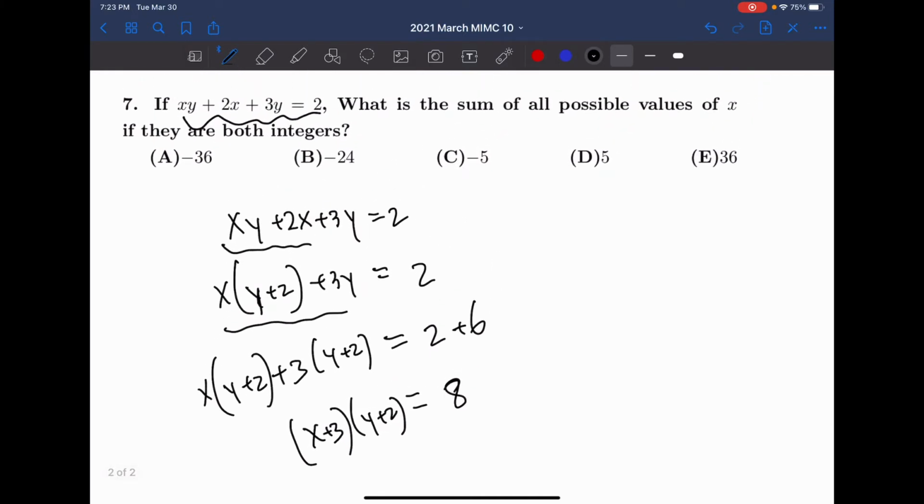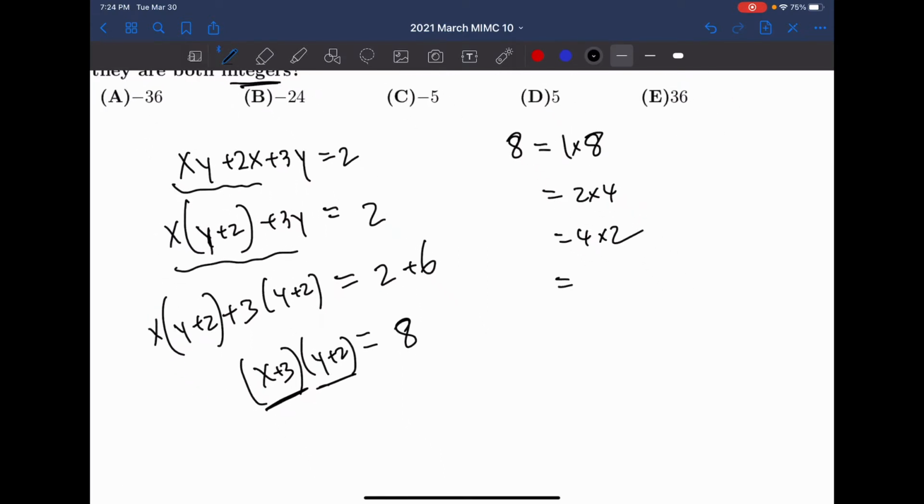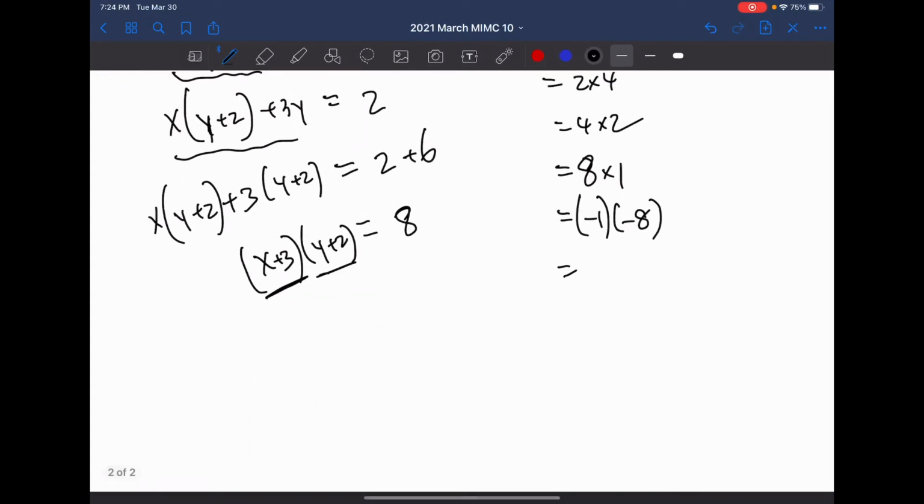And now, because all of these are integers, we can say that both of these terms are integers. So that will be 1 times 8, or 2 times 4, or 4 times 2, because x plus 3 is equal to 2 is different from y plus 2 is equal to 2. So we need to consider both of these scenarios. Don't forget the negative ones. That's where the negative ones come into play. So don't forget them, and make sure to have them in the back.